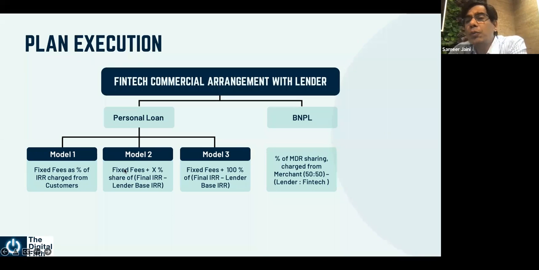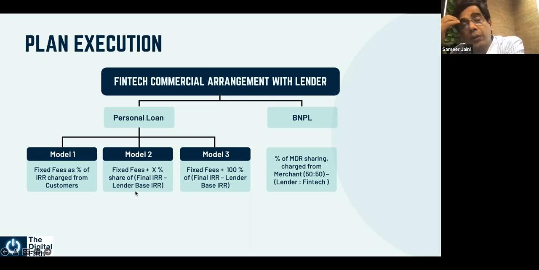The second is that there's a fixed fee. Let's say you get 1% as fixed fee, and let's say the overall lending is done at 18%, whereas the lender is okay with 15%. So there's a 3% incremental which is available. So you will get 1% plus, let's say, 50% of 3%, which is 1.5. So you're likely to end up with a 2.5 rate as well. So which is better?